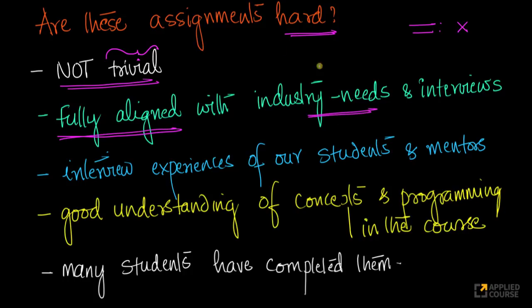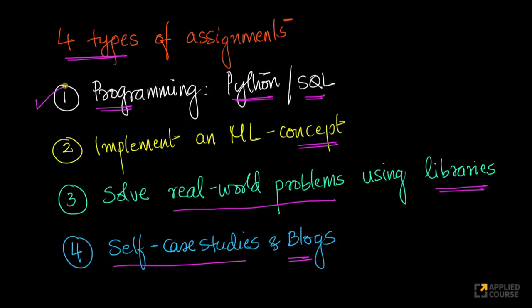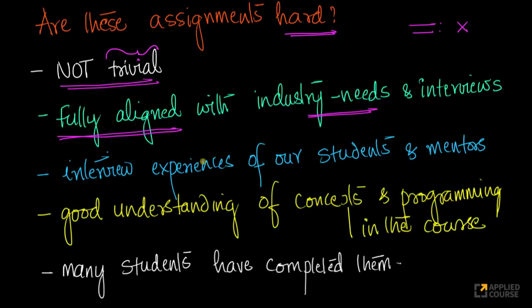Many of these assignments have been designed such that, again, let me give an example. When I say they're fully aligned with industry needs, what does the industry want? Industry wants people who are comfortable with basic programming in Python and SQL, people who have a good deep understanding of machine learning concepts and can translate a machine learning concept to code, people who understand the machine learning libraries and can solve real world problems using them, and people who can solve problems end to end. This is what the industry wants. And that's why our assignments are fully aligned with what the industry needs.